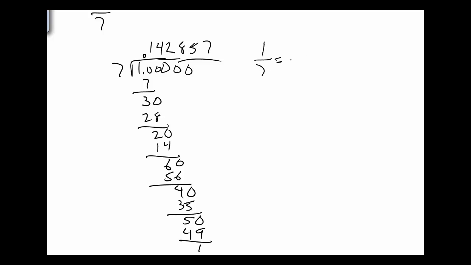So 1/7 is equivalent to 0.142857. So that's our repetend with a period length of 6. So it's got 6 digits in the piece that repeats.